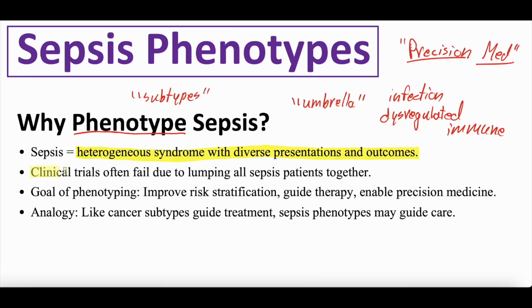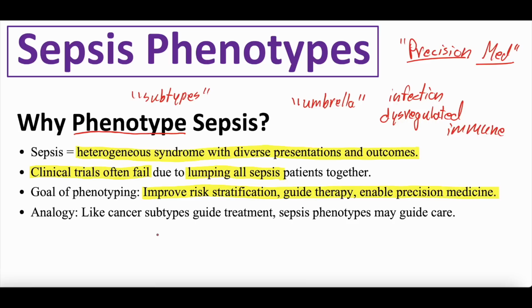Clinical trials on sepsis have often failed to find a benefit. And one of the theories, although we don't know for sure, is that we're kind of lumping all patients with sepsis together, and then we're doing this intervention. And those patients with sepsis, again, are probably all slightly different, so that intervention doesn't show a benefit. But would it have shown a benefit if we only chose a specific subtype, a specific phenotype of sepsis, and tested that intervention just on that sepsis phenotype? We don't know the answer to that question, but the curiosity is, well, maybe it would have. So when we try to phenotype sepsis, the goal is to improve risk stratification, guide therapy, and enable precision medicine.